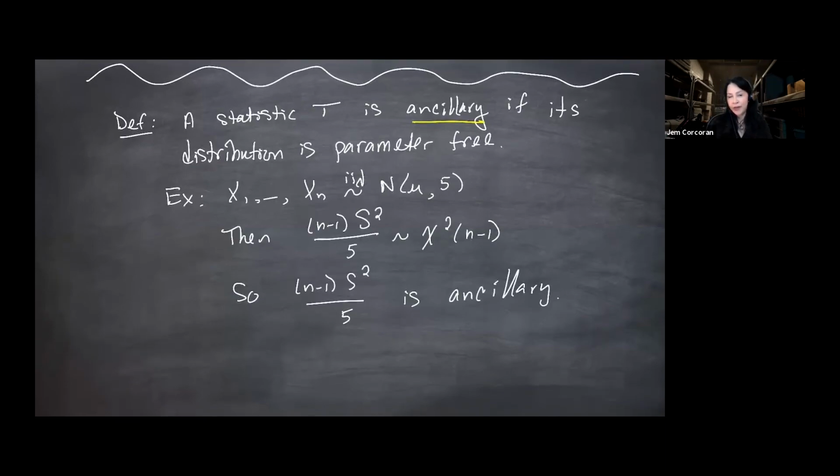Why are we going to care about these things? Because sufficient statistics have like all of the information about theta in them, and ancillary statistics have no information about the parameter theta in them. So they seem in this sense kind of opposite things. And I would love to be able to tell you that a sufficient statistic and an ancillary statistic is always independent. Unfortunately, that's not true.